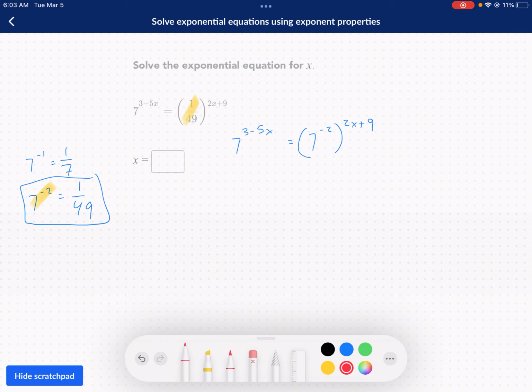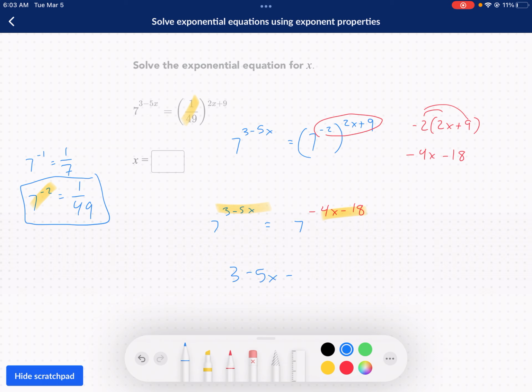Okay, again, we're going to multiply these two. We're going to have to distribute. So that looks like this. Negative 2 times 2x plus 9. Get negative 4x minus 18. So negative 4x minus 18. That's of a base of 7. Over here's a base of 7. And you guys know what to do from here. These match up. Okay, so we're going to set these equal to each other.